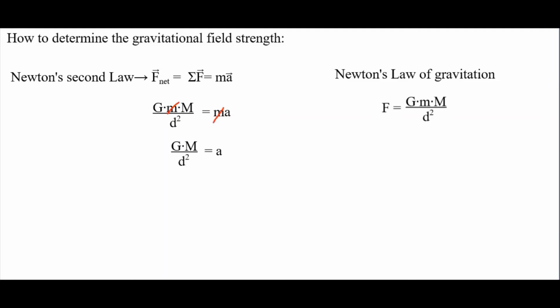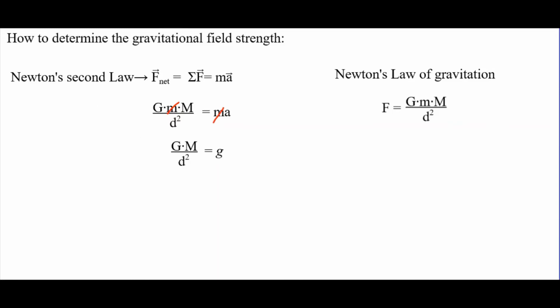If you cancel off your mass, because your mass is not important at this point since it's on both sides of the equation, you'd end up with the gravitational constant multiplied by the mass of Earth. I made the mass of Earth a capital M just to point out that that's a much bigger mass, and therefore it's the one that's going to create a gravitational field. Well, divided by the distance squared between the center of you and the center of Earth. So this squared distance is always from center of mass to center of mass.